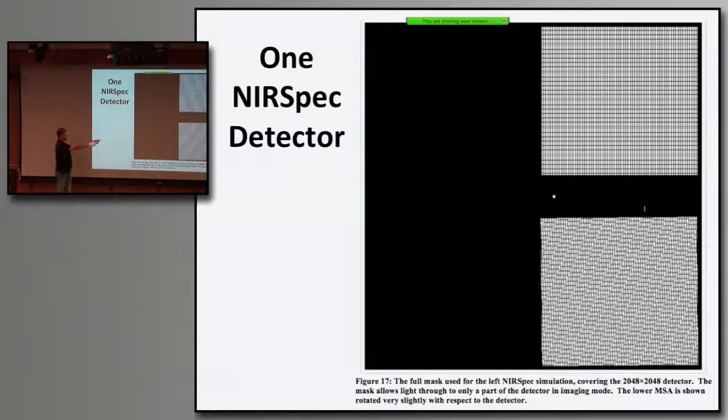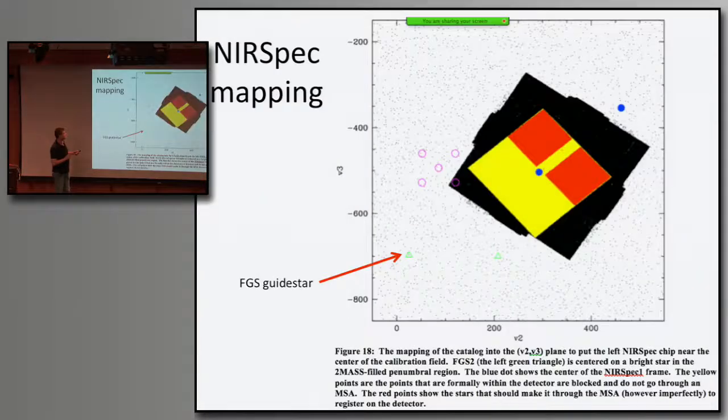So you have the whole 2048 by 2048 NIRSpec detector, but if you are in just imaging mode, you only get light over some fraction of it. So you actually can't solve for the distortion in this part of the detector very well because you never get any light there. But you don't need to solve for the distortion there. So here's what I did.